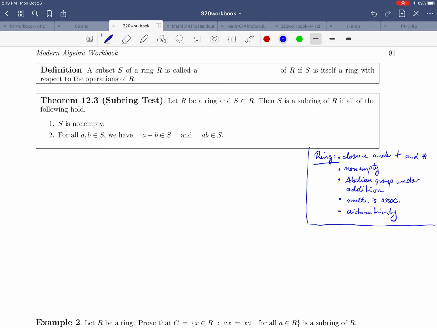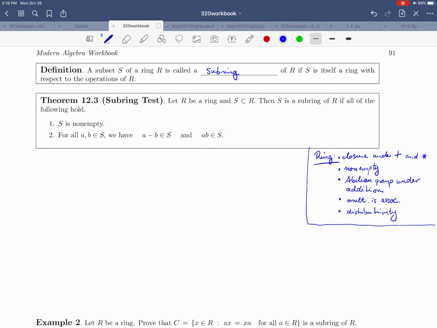Okay, so just as a group could have subgroups, then a ring can have subrings. And a subset S of a ring R is called a subring of R if S itself is a ring with respect to the same operation that we had in R.